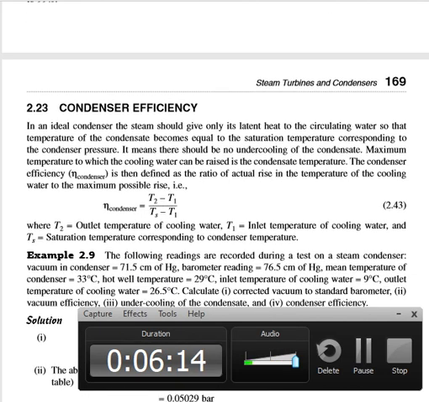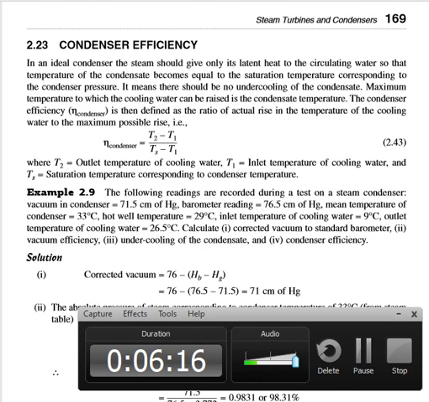Then we discuss the last efficiency, because all efficiencies are considered for numerical purposes, therefore we are discussing them here, as the theoretical portion is already covered. We already completed the unit, but we have to revise the topic. Therefore we discuss the condenser efficiency. Condenser efficiency is nothing but the ratio of the actual rise in temperature of cooling water to the maximum possible rise.